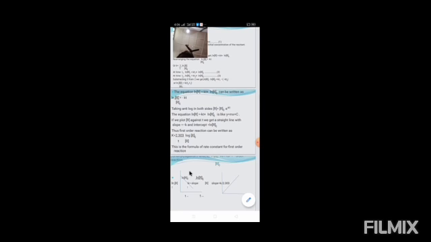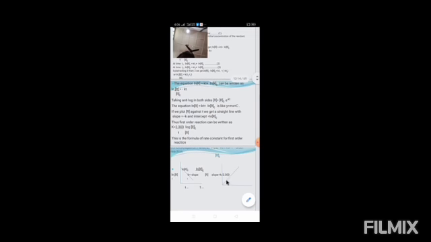Now this is the graph for the zero order reaction. This is the graph for the first order reaction. So we have seen two graphs here.